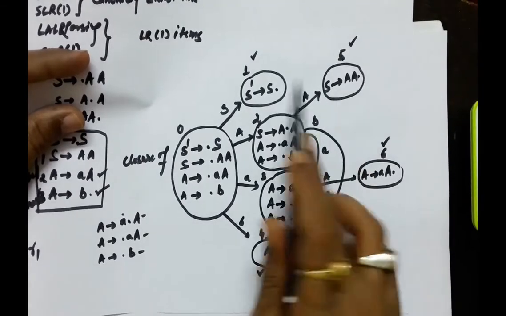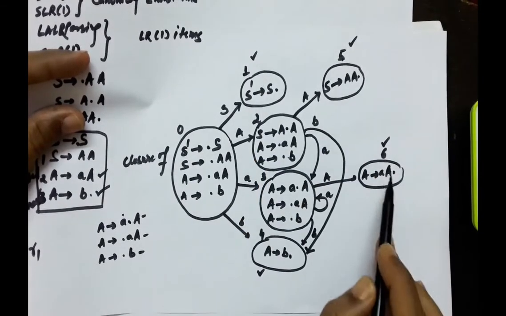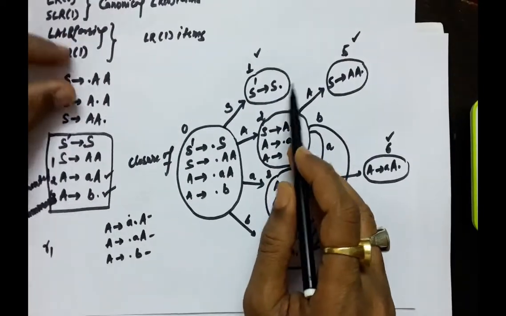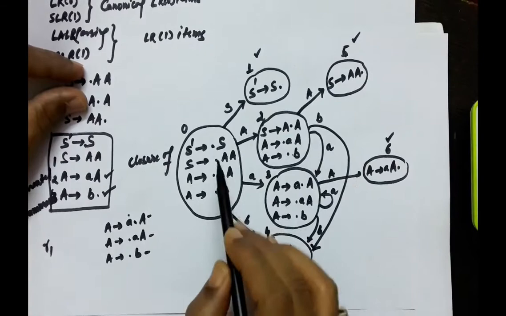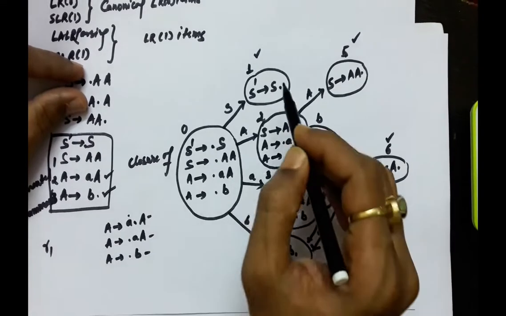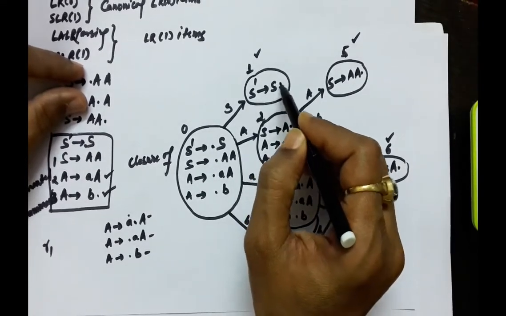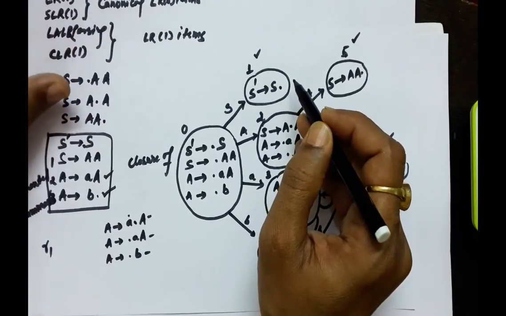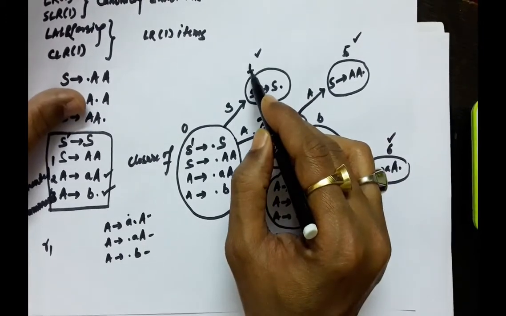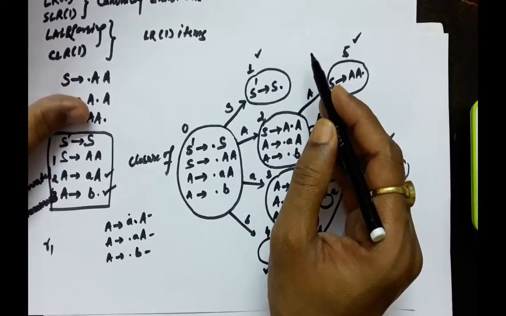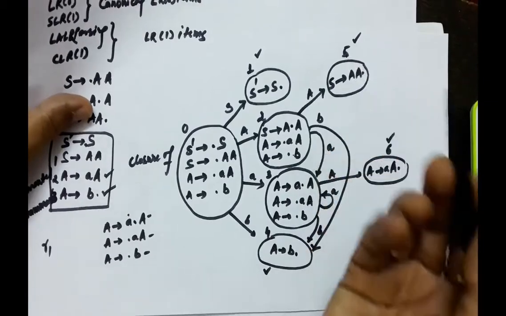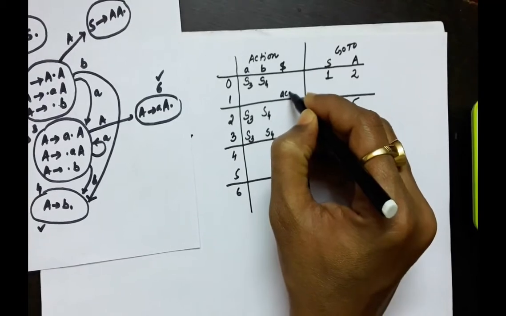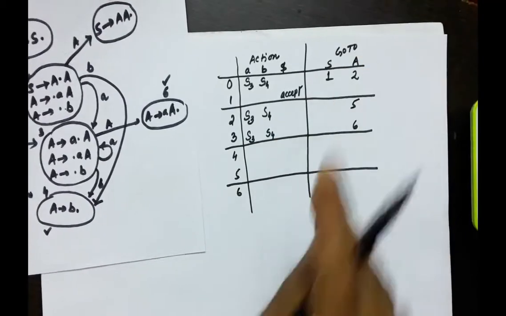Now for the final items, state number 1, state number 5, state number 6, and state number 4. For state number 1, we know that this was the augmented grammar that we have taken, which is telling us that we have seen the start symbol also. So after we have seen the start symbol, obviously we will have to accept. So on 1, with dollar after that, we will be saying we have accepted the string.